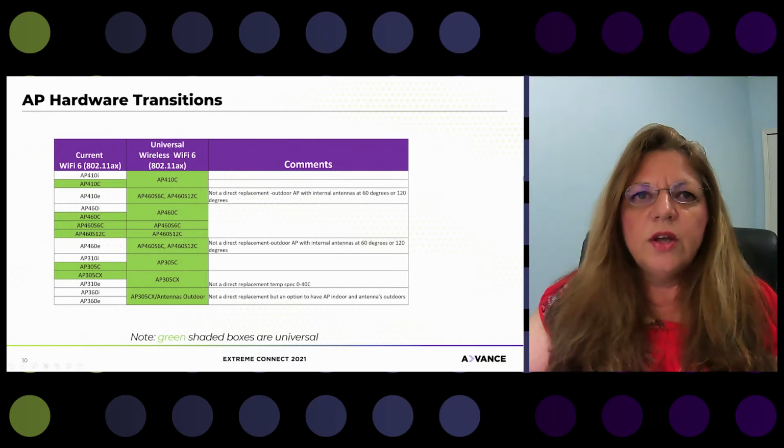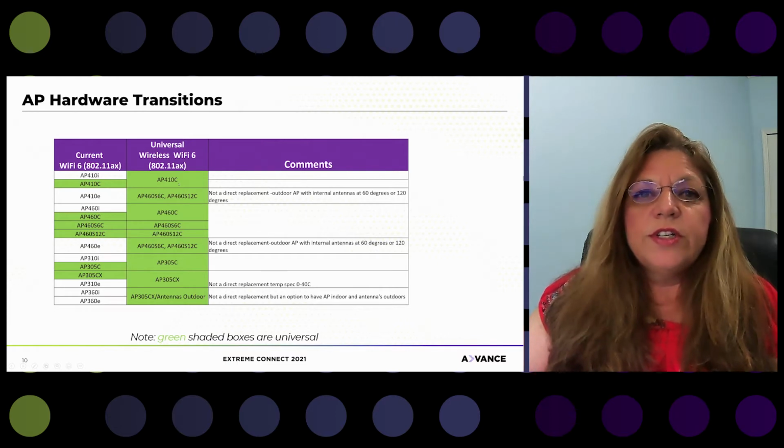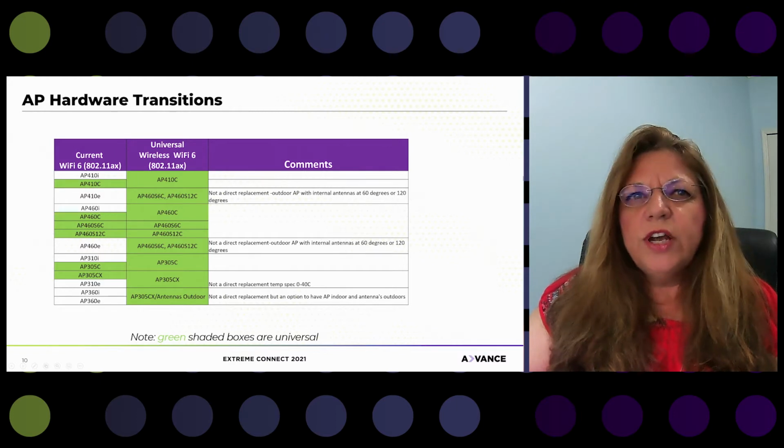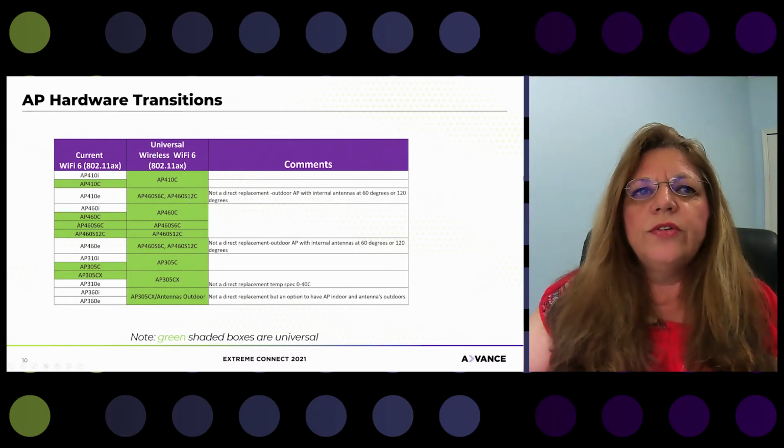Anything that's shaded on this slide is universal. So the AP410I can transition to the AP410C. Some things that aren't a direct replacement is the AP410E. The AP410E is external antennas, but you can actually use some outdoor versions. They're about the same price and they're internal 60 and 120 degree sectors.